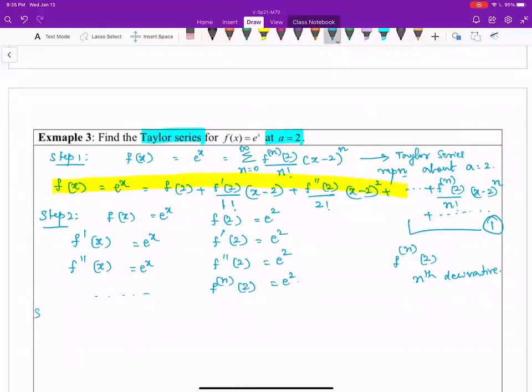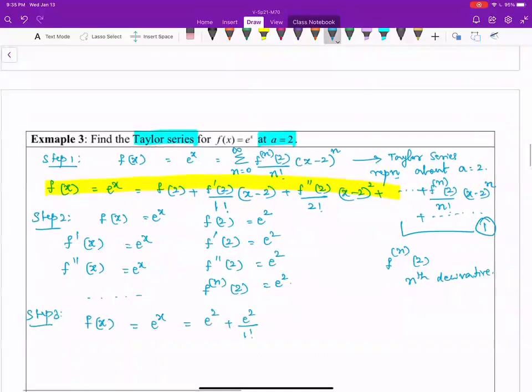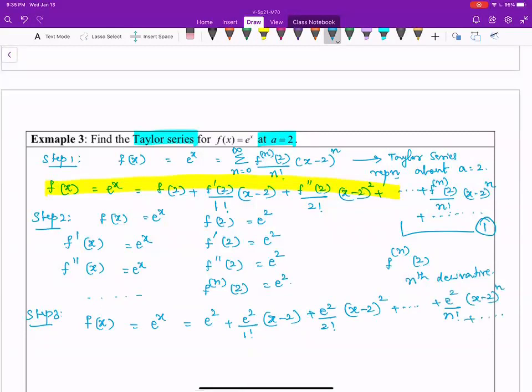So substituting them into the function f of x equal to e to the x, f at 2 is e square, plus e square over factorial 1 times x minus 2, plus e square over factorial 2 times x minus 2 the whole square. Generic term will be e square over factorial n times x minus 2 to the power n, and it continues. So we substitute all these values into the expansion.